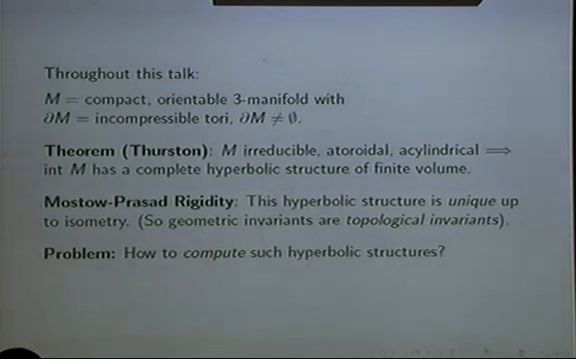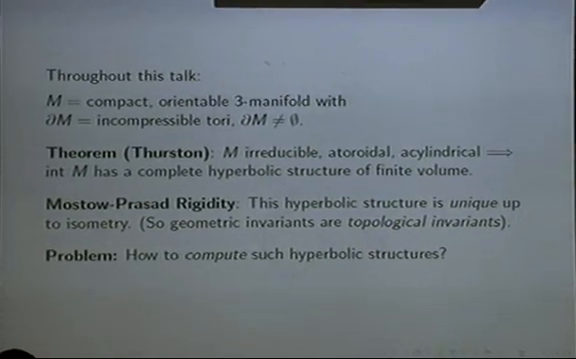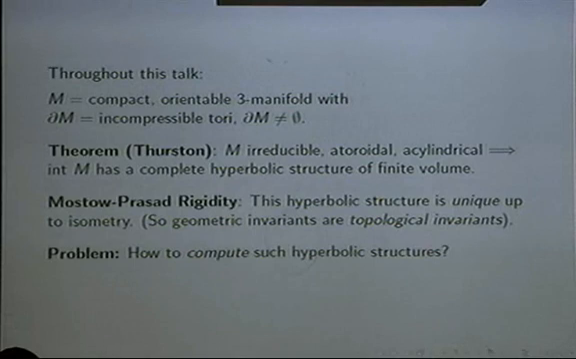And these are nice topological conditions that guarantee existence of a hyperbolic structure. And I guess we know from Mostow rigidity this hyperbolic structure is unique. So then you get all these kinds of nice geometric and arithmetic invariants for your manifold. But yeah, so the basic question I'm talking about today is how to compute such a hyperbolic structure.